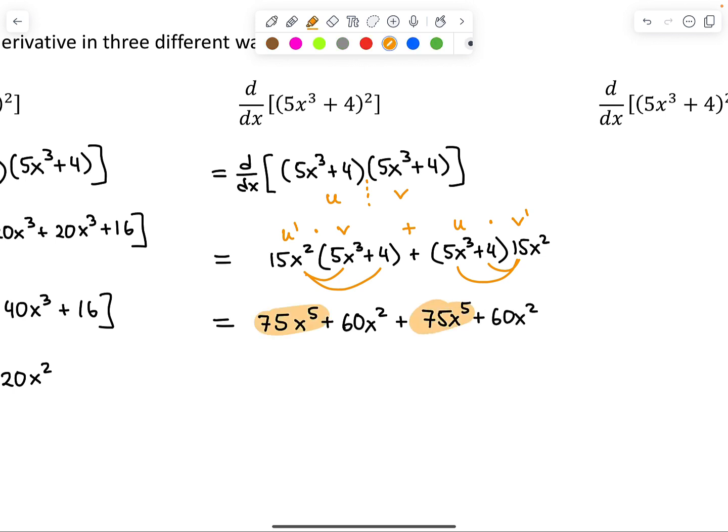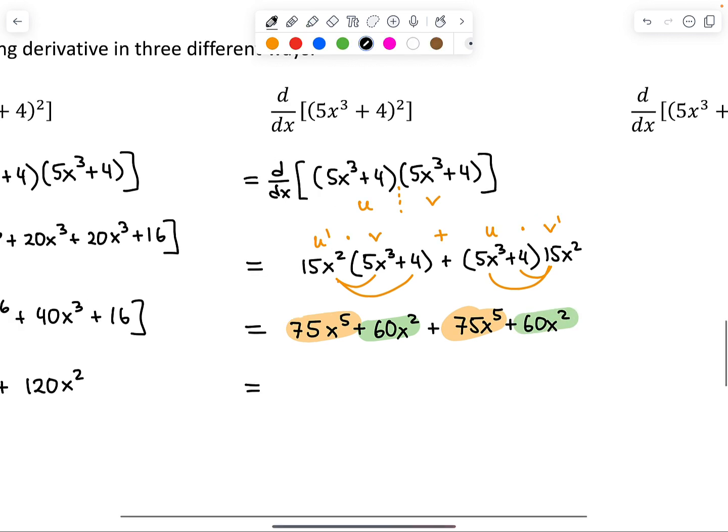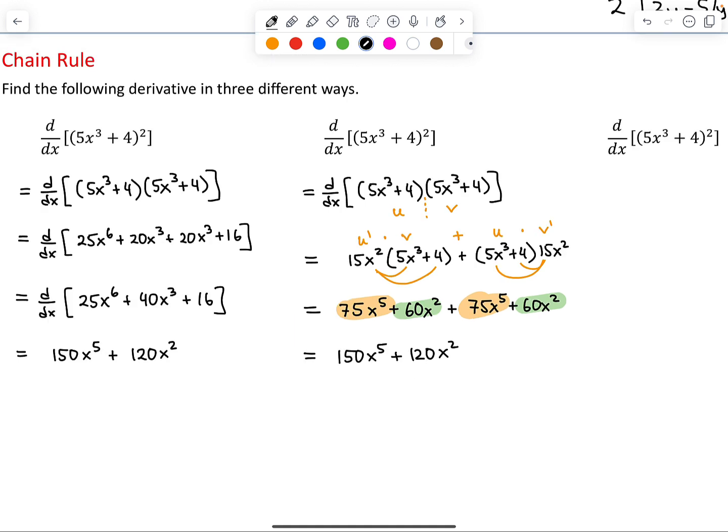And we have two similar terms in orange and two similar terms in green. The orange ones combine to be 150x to the 5th, and the green ones combine to be 120x squared. And notice that matches what we got using the first method.